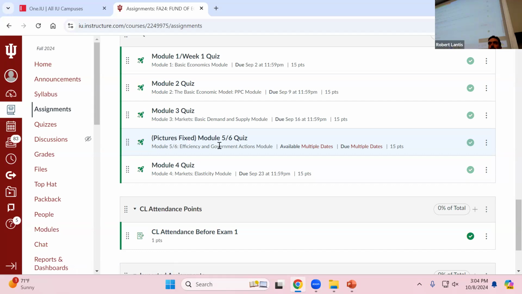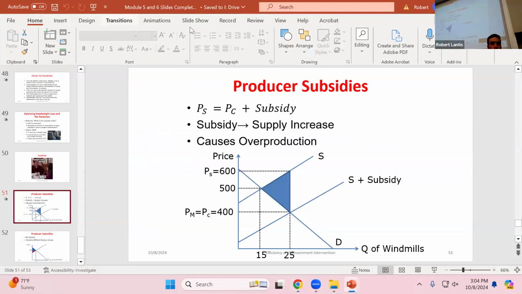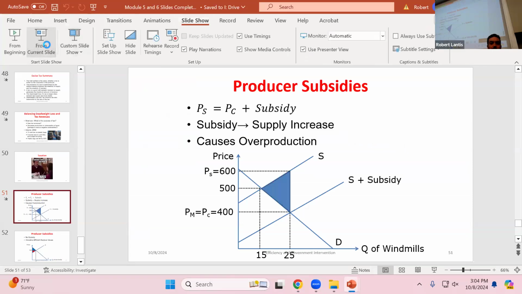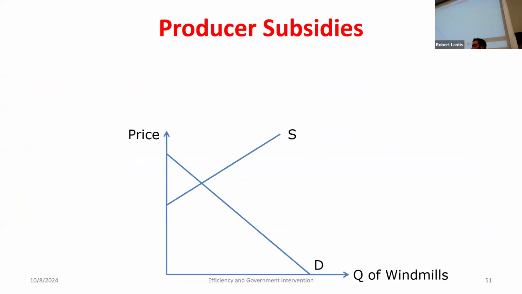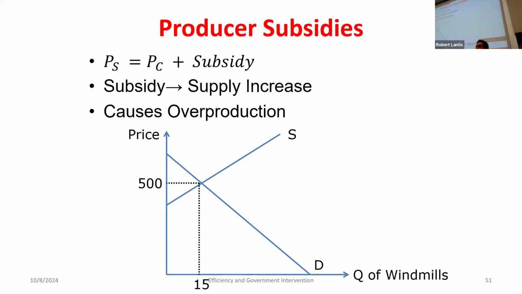Okay, so we'll start with module 5 and 6, and talking about not taxes, but subsidies. They're going to be kind of the exact opposite of what we talked about with taxes. If I had a market that was previously in equilibrium, maybe it's at a price of 500 and a quantity of 15. I think I showed windmills here. You drive around Indiana, you see all these windmills.